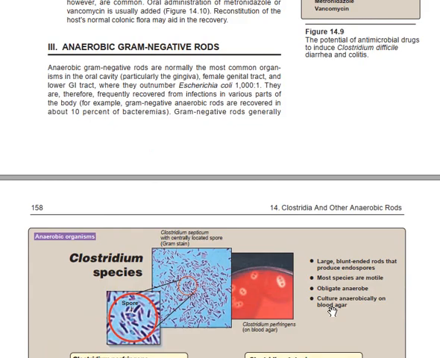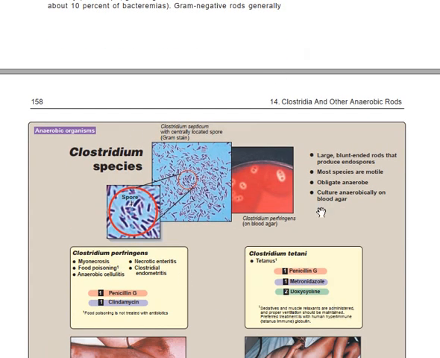Now, for Clostridium species, this is the general characteristics, the summary. They are large blunt-ended rods that produce endospores, and this is the second microorganism that produces endospores after Bacillus anthracis. Is it clear? Most Clostridium species are motile. They are obligate anaerobes, but they are gram positive, and they culture anaerobically on blood agar.